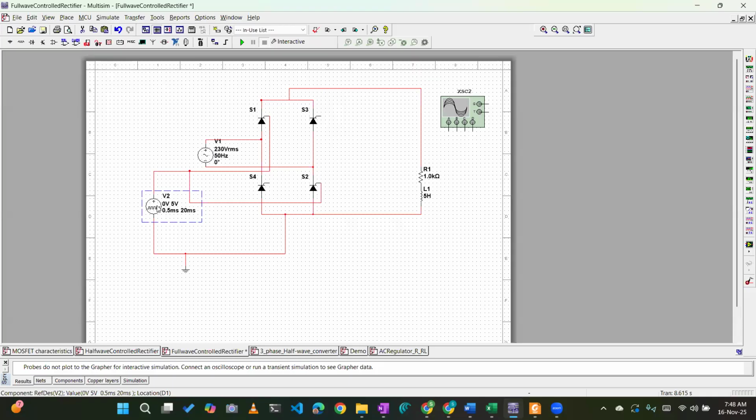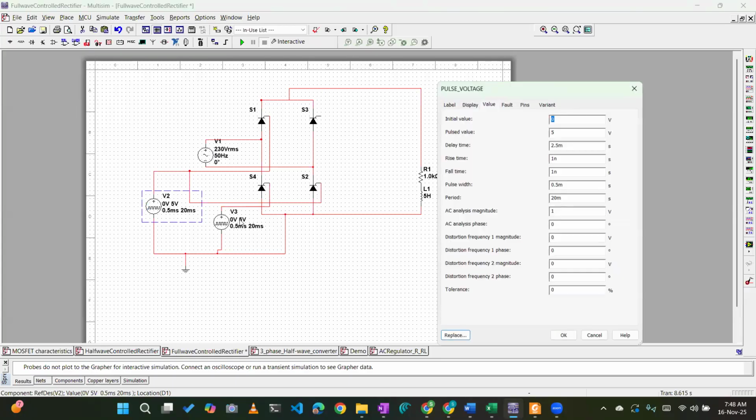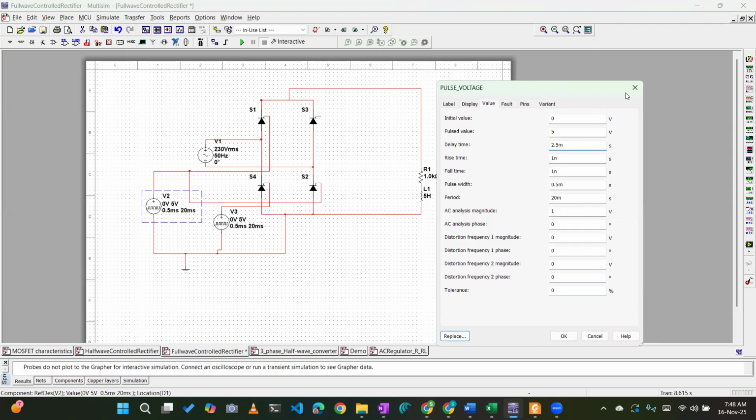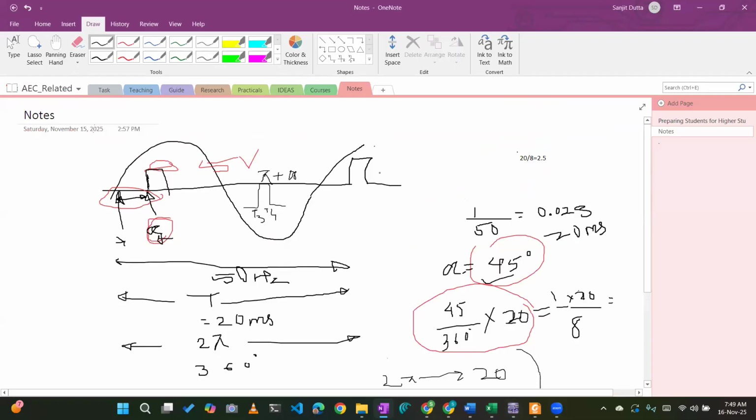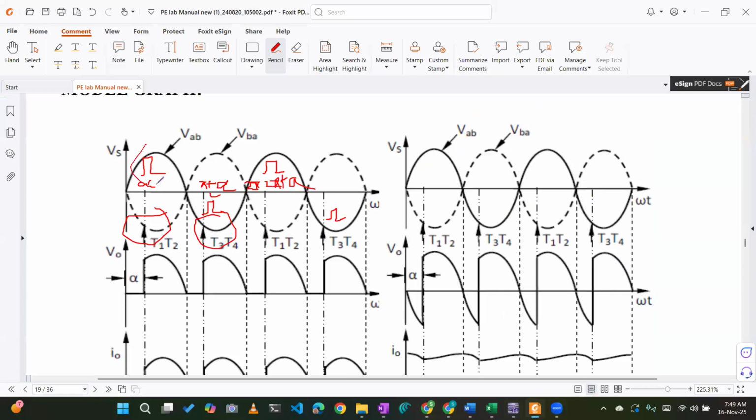and this will come to be 12.5 milliseconds. That's why another pulse voltage needs to be of 12.5 millisecond delay. Here what we have put is 2.5 millisecond. But the periodicity of both of them is same, na? It is coming every 2 pi. This signal is coming every 2 pi, and this will also come every 2 pi, one cycle. T3, T4 coming every one cycle.